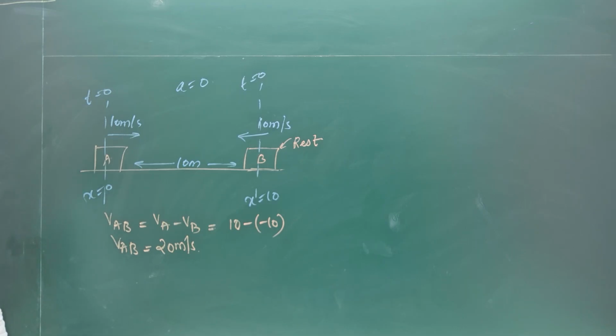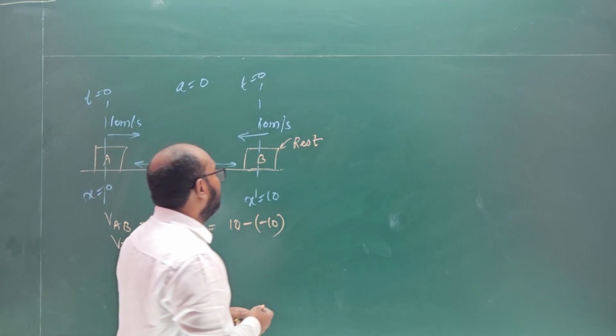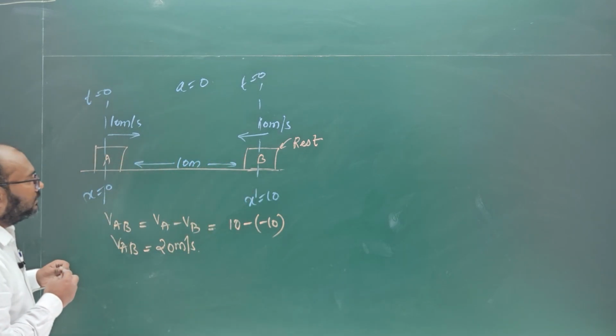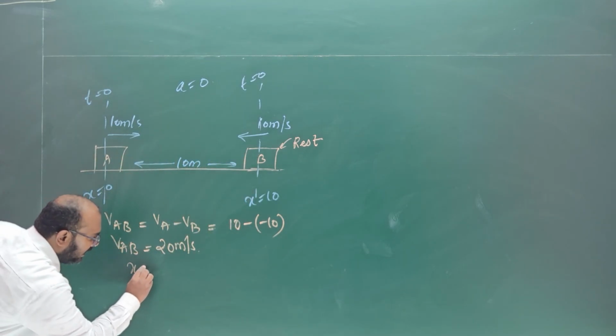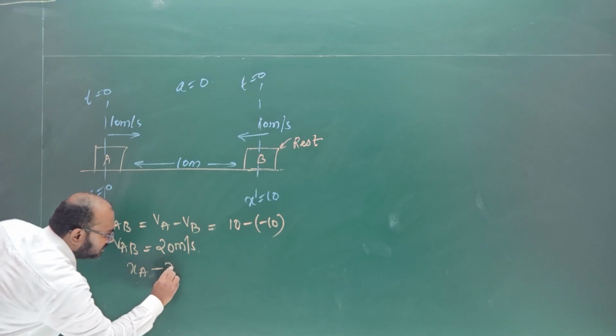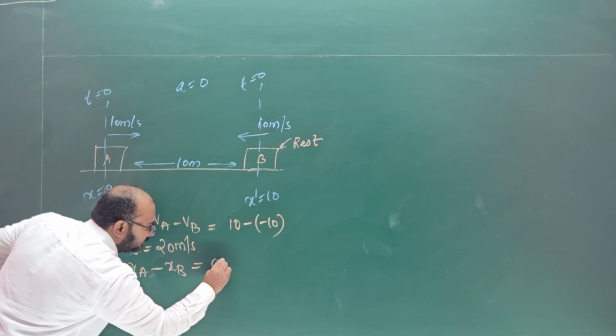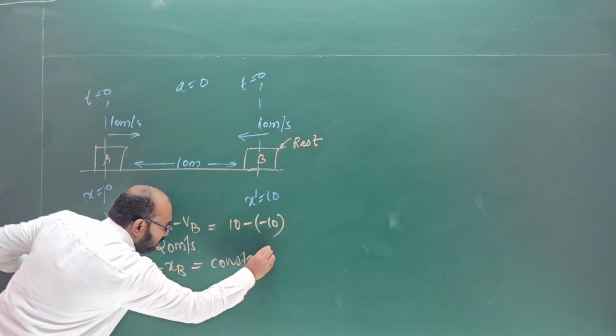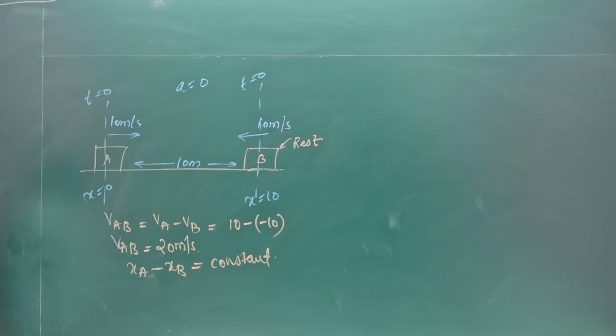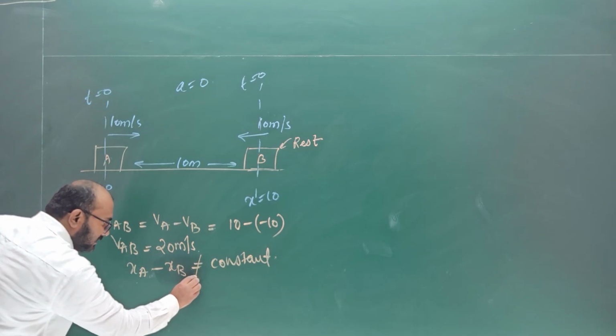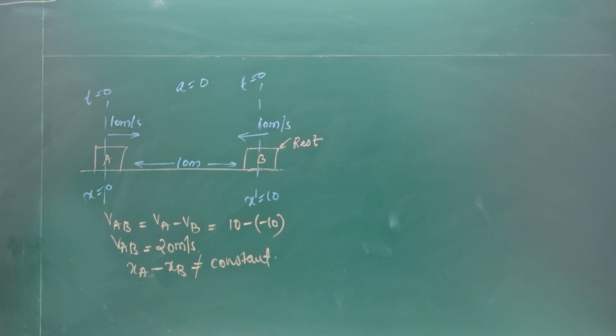20 meter per second. Okay, the next thing, can I over here say X_A minus X_B is constant? Think and tell. No, right? Yes, X_A minus X_B is not constant here. Okay, velocities are equal? Yes, velocities are equal.